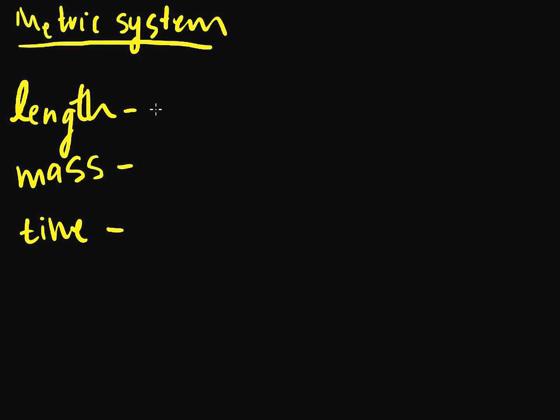Length for the metric system is measured in meters. Mass is measured in kilometers. My mistake. Kilograms. And time is measured in seconds.